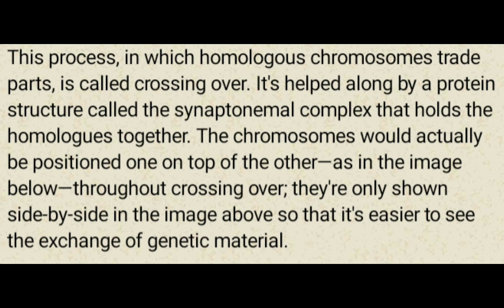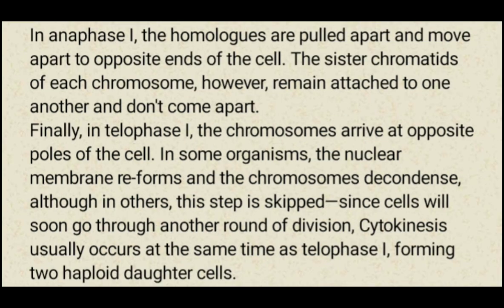It's helped along by a protein structure called the synaptonemal complex that holds the homologues together. The chromosomes would actually be positioned one on top of the other, as in the image below, throughout crossing over. They are only shown side by side in the image above so that it is easier to see the exchange of genetic material. In anaphase I, the homologues are pulled apart and move to opposite ends of the cell.